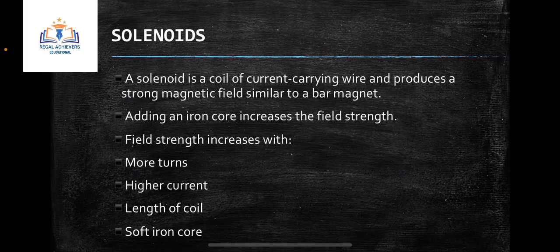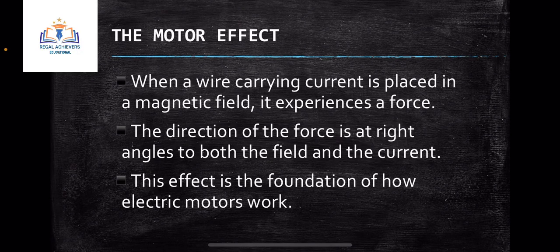Solenoid. A solenoid is a coil of current carrying wire and produces a strong magnetic field similar to a bar magnet. Adding an iron core will increase the field strength, and field strength also increases with more turns, high current, length of coil, and the soft iron core. The motor effect. When a wire carrying current is placed in a magnetic field, it experiences a force. The direction of that force is at right angles to both the field and the current. This effect is the foundation of how electric motors work.